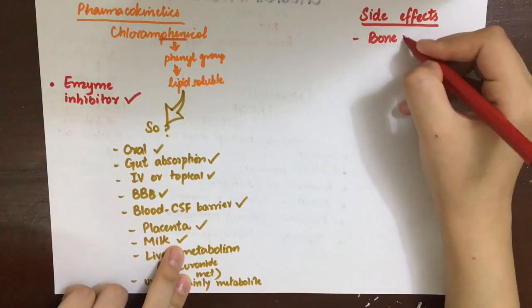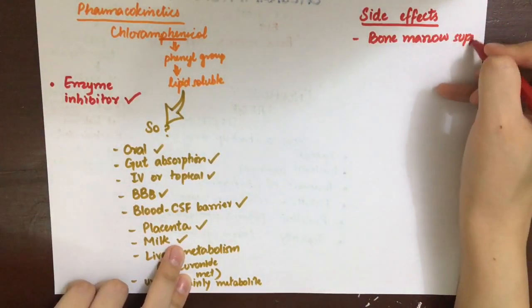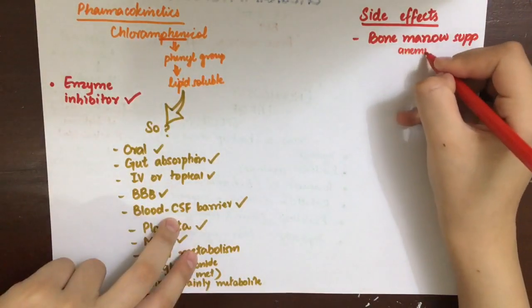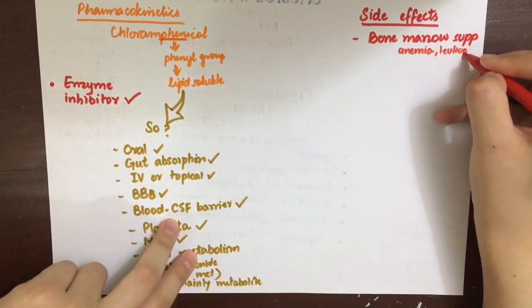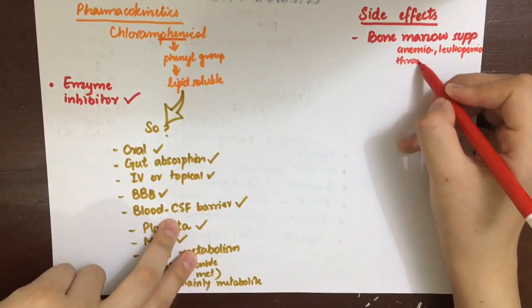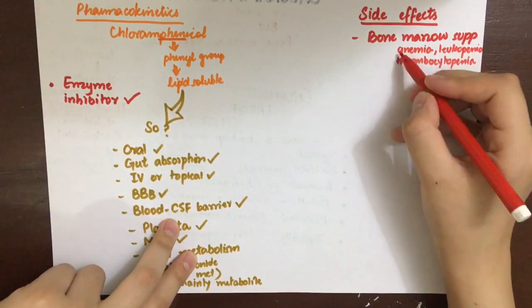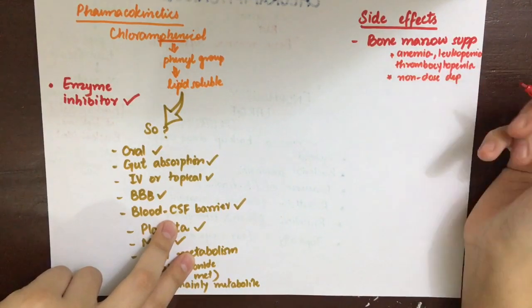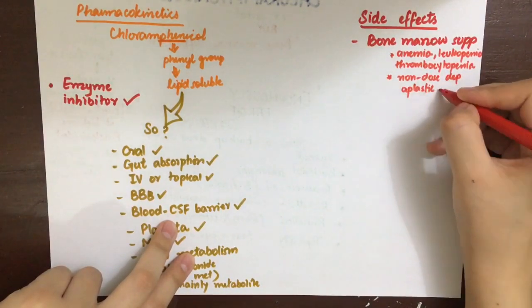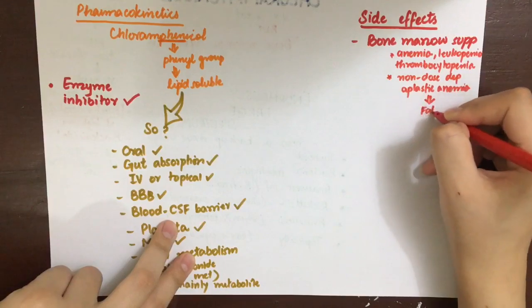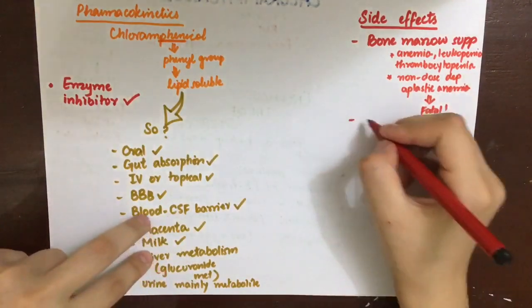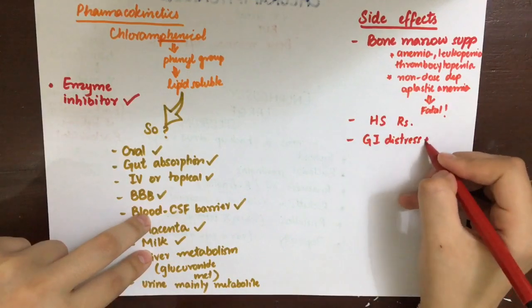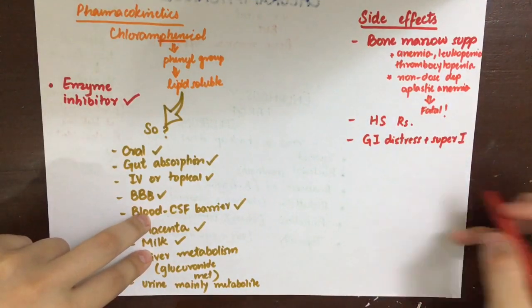Lastly, the side effects of chloramphenicol. Firstly, bone marrow suppression, as I first mentioned. It can be dose dependent or non-dose dependent. Dose dependent will be anemia, leukopenia, and thrombocytopenia, while non-dose dependent can be idiosyncratic aplastic anemia, which is fatal usually. It can also cause hypersensitivity reactions. Chloramphenicol can cause GI distress and superinfections with C. difficile, etc.